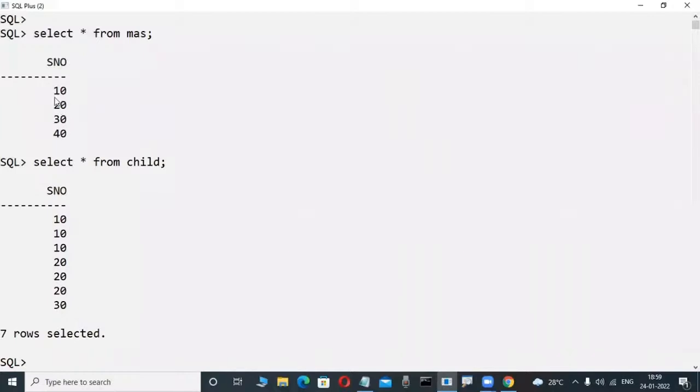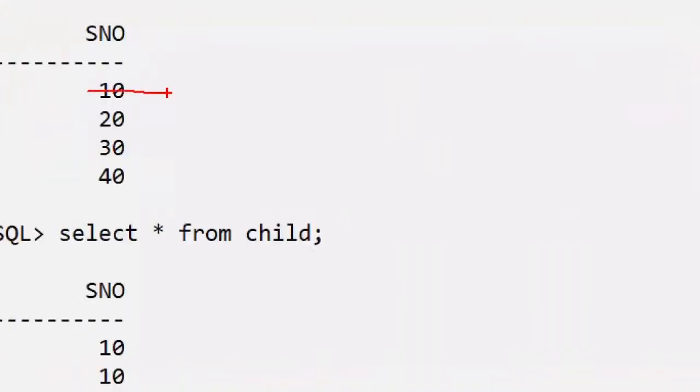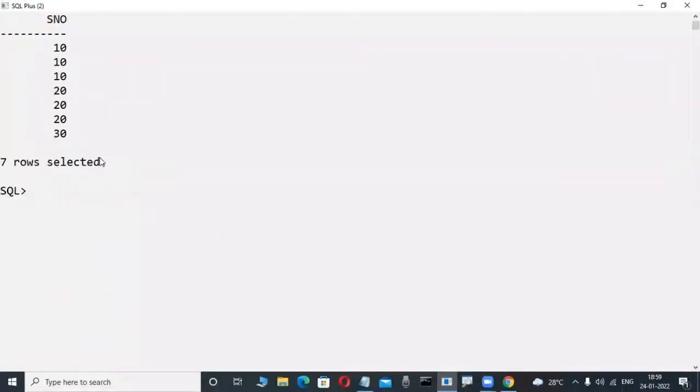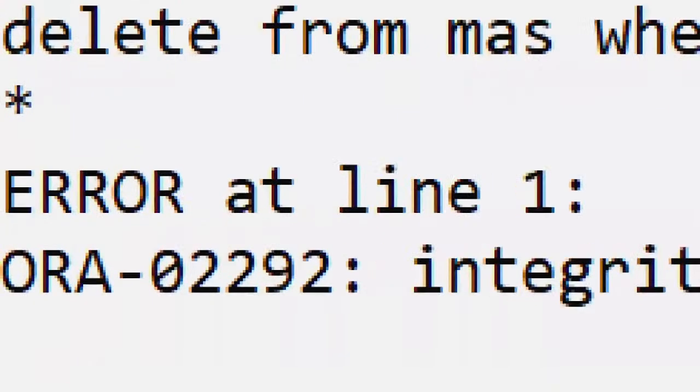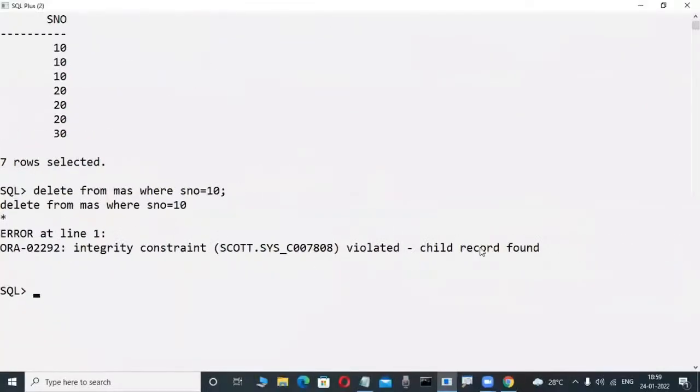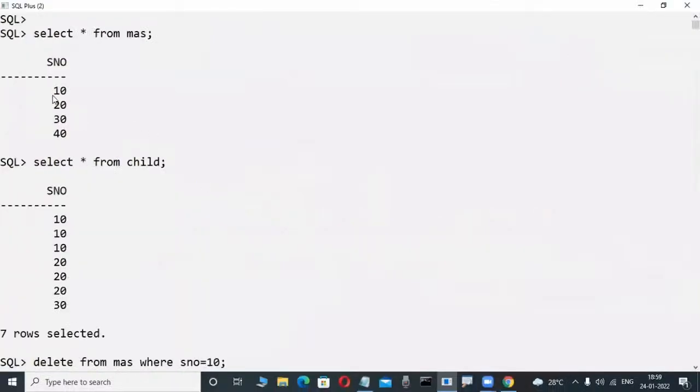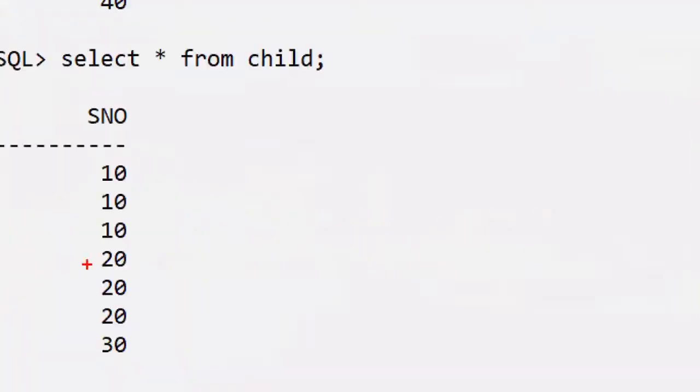Now I try to delete some record. What is delete? What is insert? Up to now you don't have an idea. Just checking: delete from master where s number is equal to 10. It won't work, because that 10 is already available in the child table. We are unable to delete, because a child record was found. This 10 is available so many times in the child table.